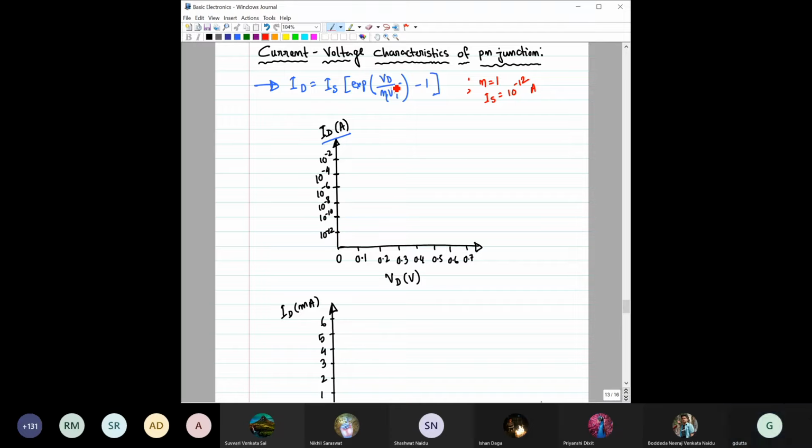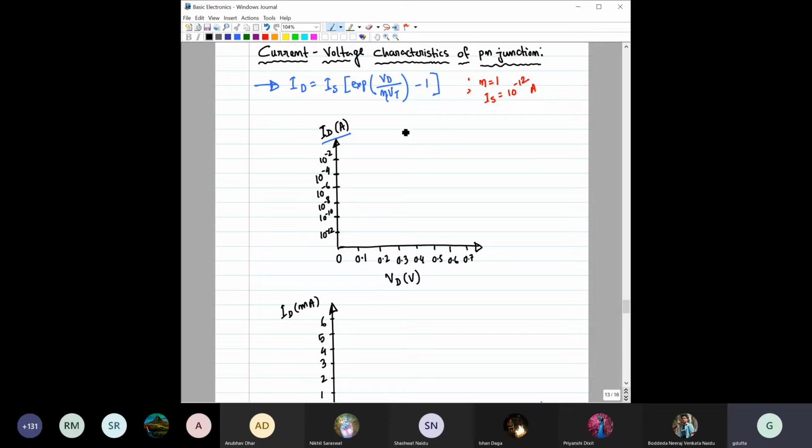So now say we have not increased this VD a lot, but VD is like this much, VD equal to 0.001 volt. Can you give me some idea what would be the value of current? Sir, 0.001 times IS. Okay, maybe let us not go into that much detail.